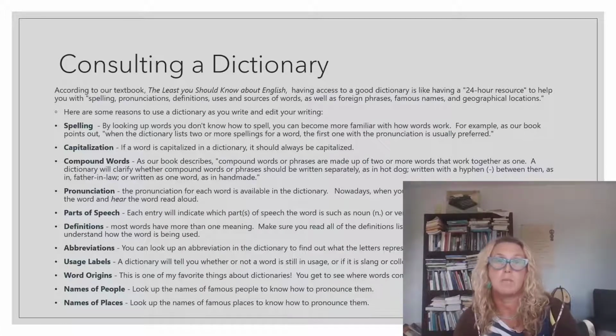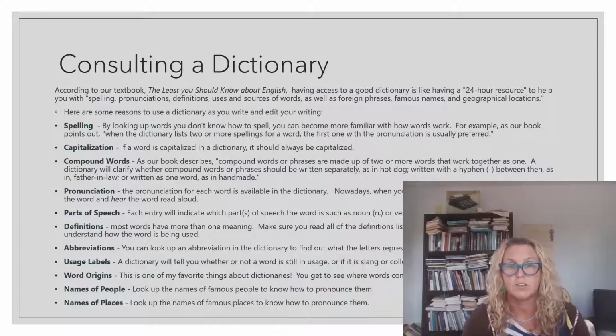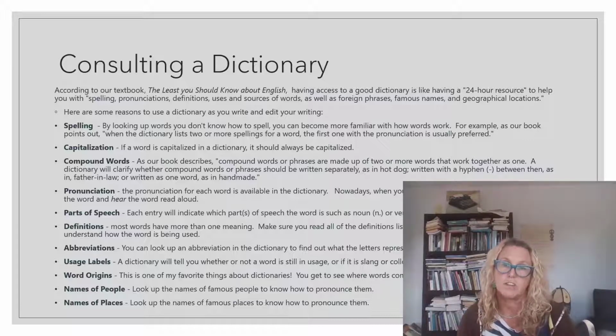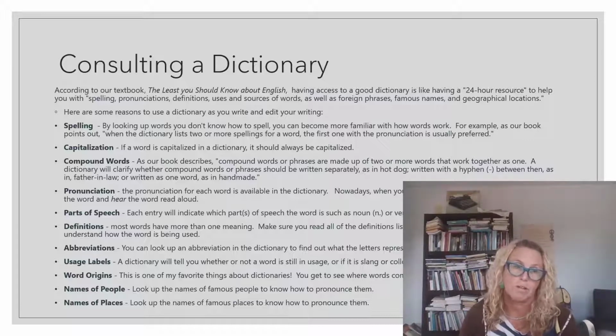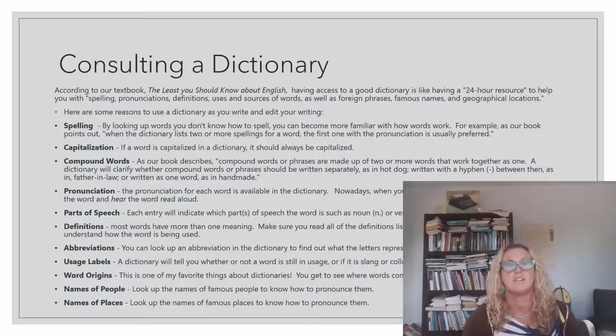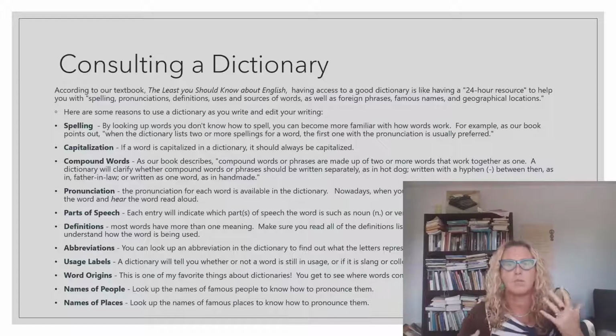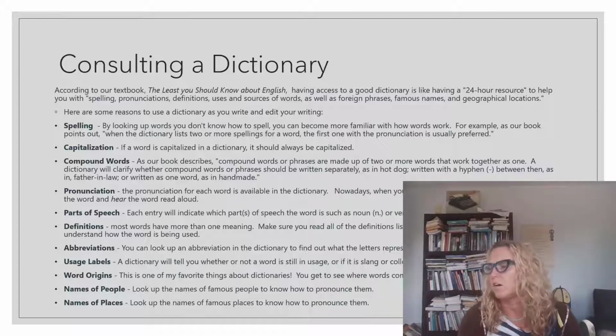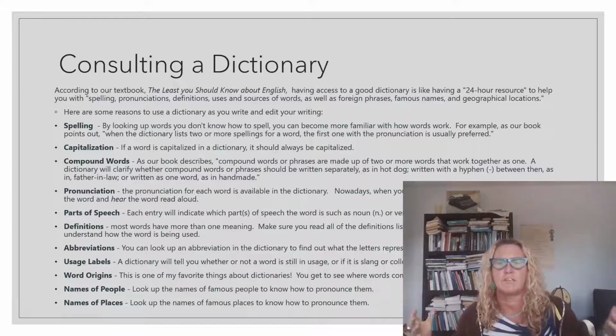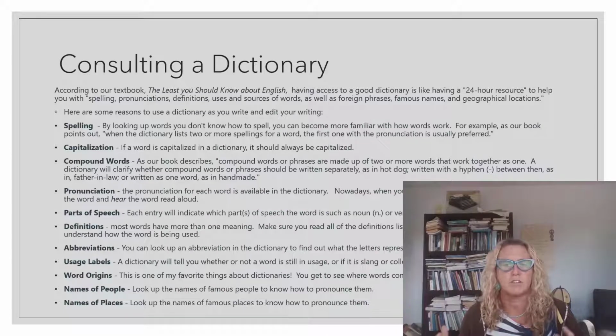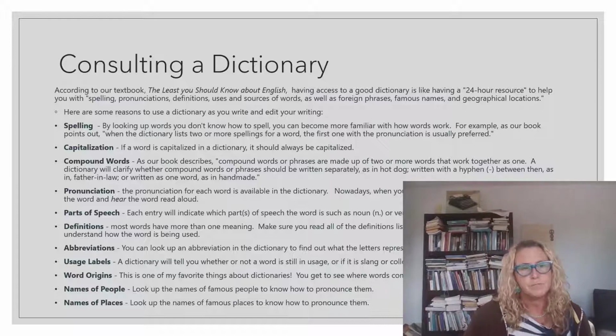According to our book, The Least You Should Know About English, having access to a good dictionary is like having a 24-hour resource. It helps you with spelling and pronunciations. It helps you find which definition the word is being used as. You can figure out what foreign phrases mean, or abbreviations, famous names, geographical locations. All of that can be found in the dictionary.